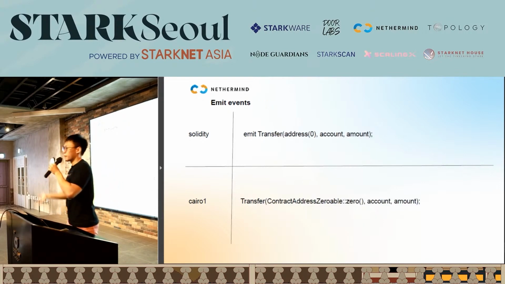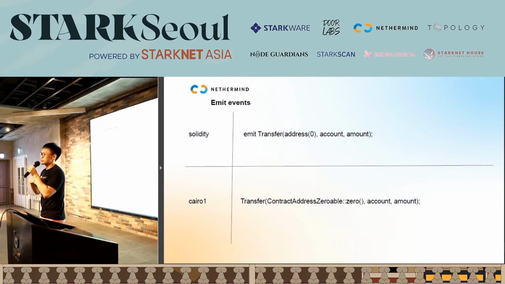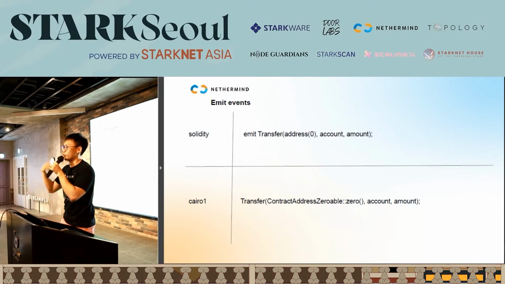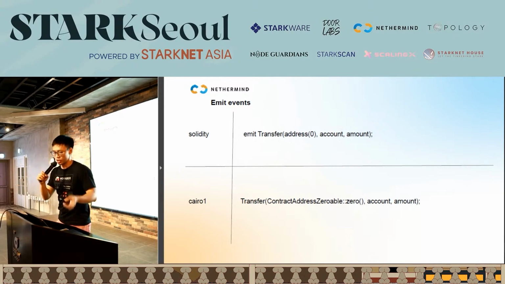And we talked about declaring events. Now we should talk about how you emit events. In Solidity, you need to have that emit keyword, but in Cairo, you just have to call the function as you would a normal function, and then it will be automatically emitted in the transaction logs.